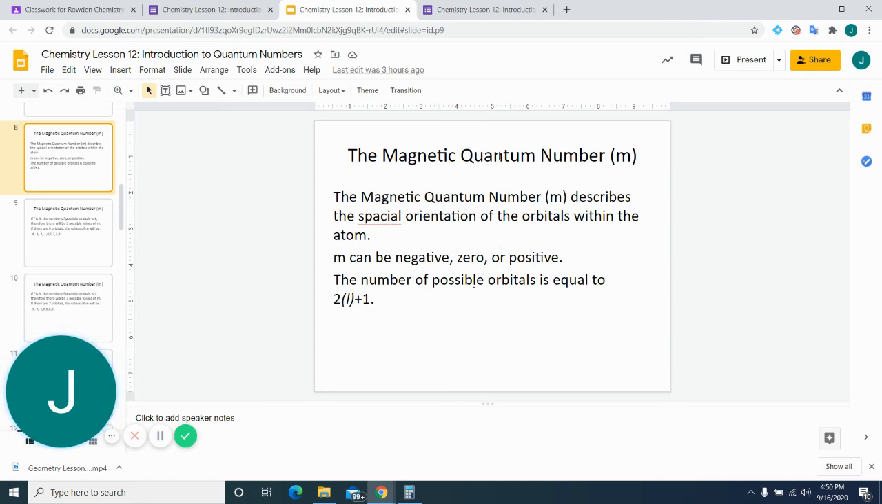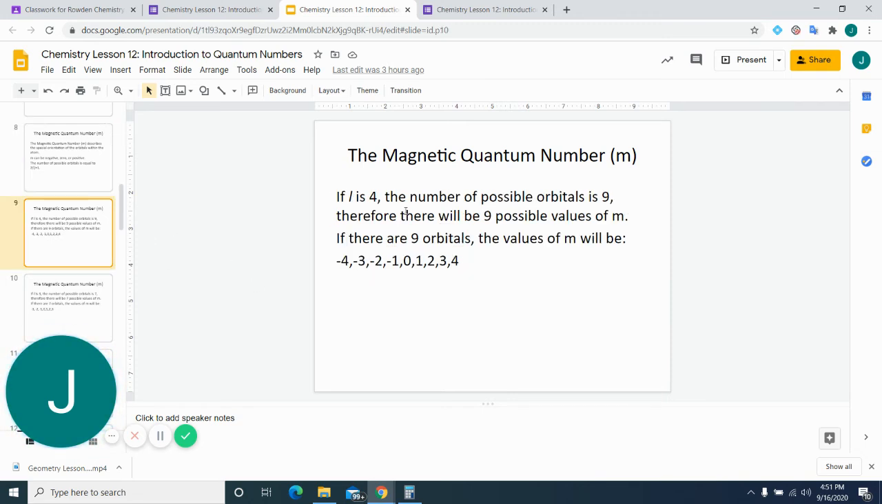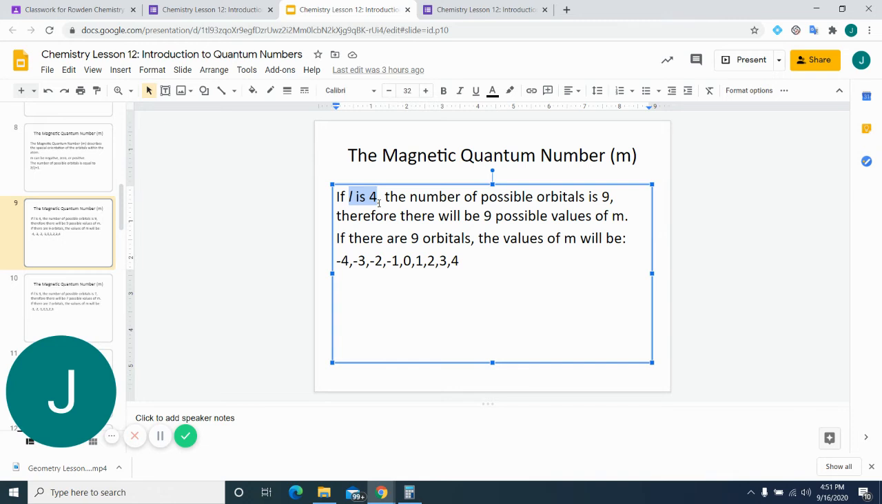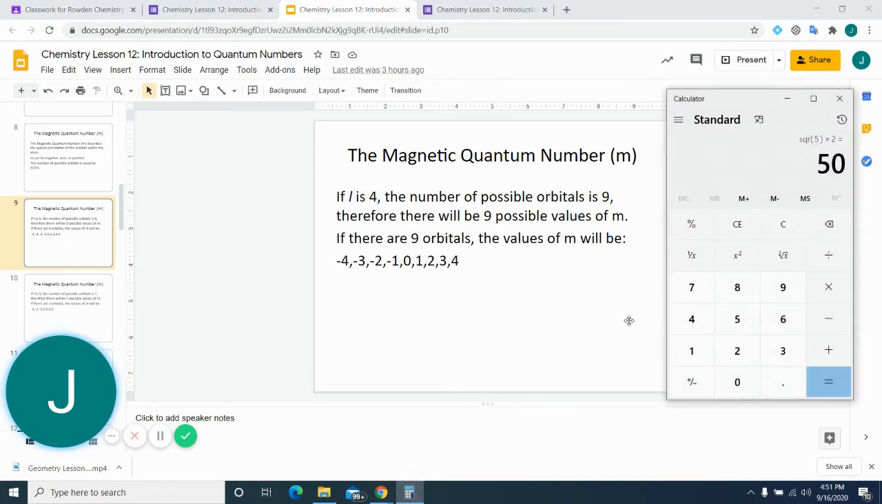Now the thing with the magnetic quantum number, the thing with the orbital, is it can be negative, 0, or positive. So the number of possible orbitals you have depends on what sublevel you're at. The higher the sublevel, the more orbitals will fit. But whatever sublevel you're at, you double it, and then you add 1. And that's the number of possible orbitals. The reason it works like this, look at this. So if L is 4, let's go ahead and use the equation. If L is 4, remember what I said you do? You double it and add 1.